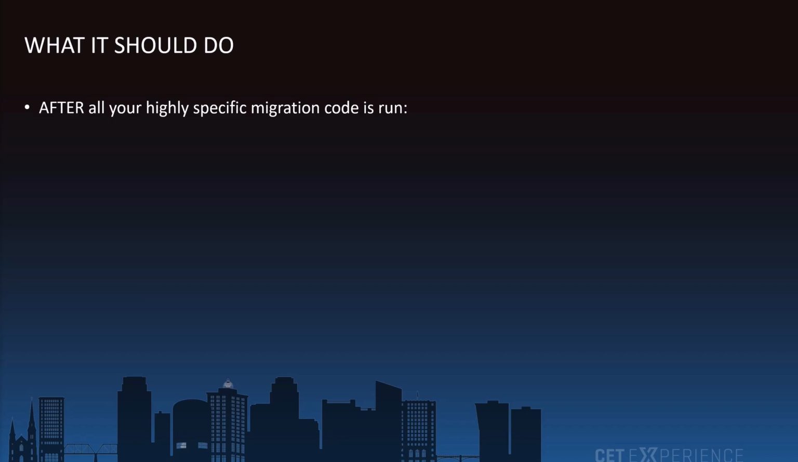Basically, oh, sorry. So my highly specific migration code is something like, all right, for this product, this feature is changed. So take the old option code, change it to this new one. Rearrange the features accordingly, such and such. So after all of that is run, then this should run.